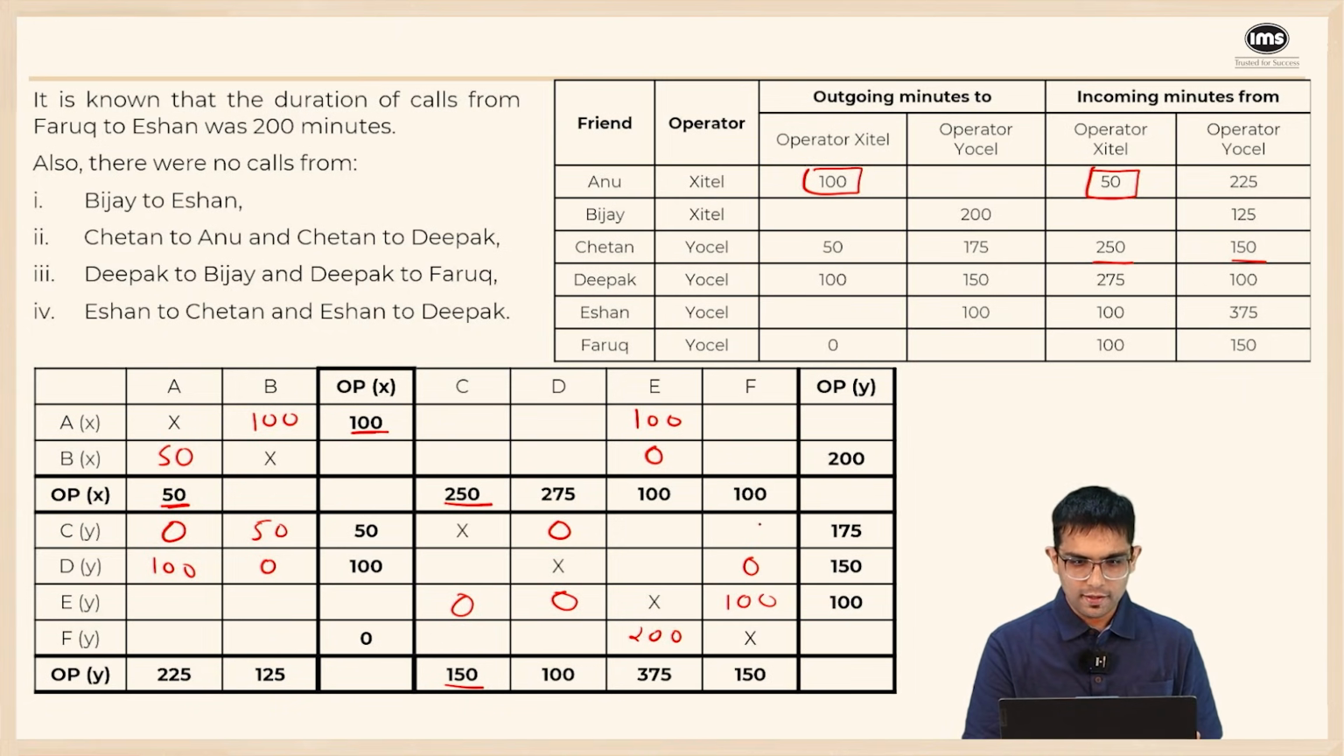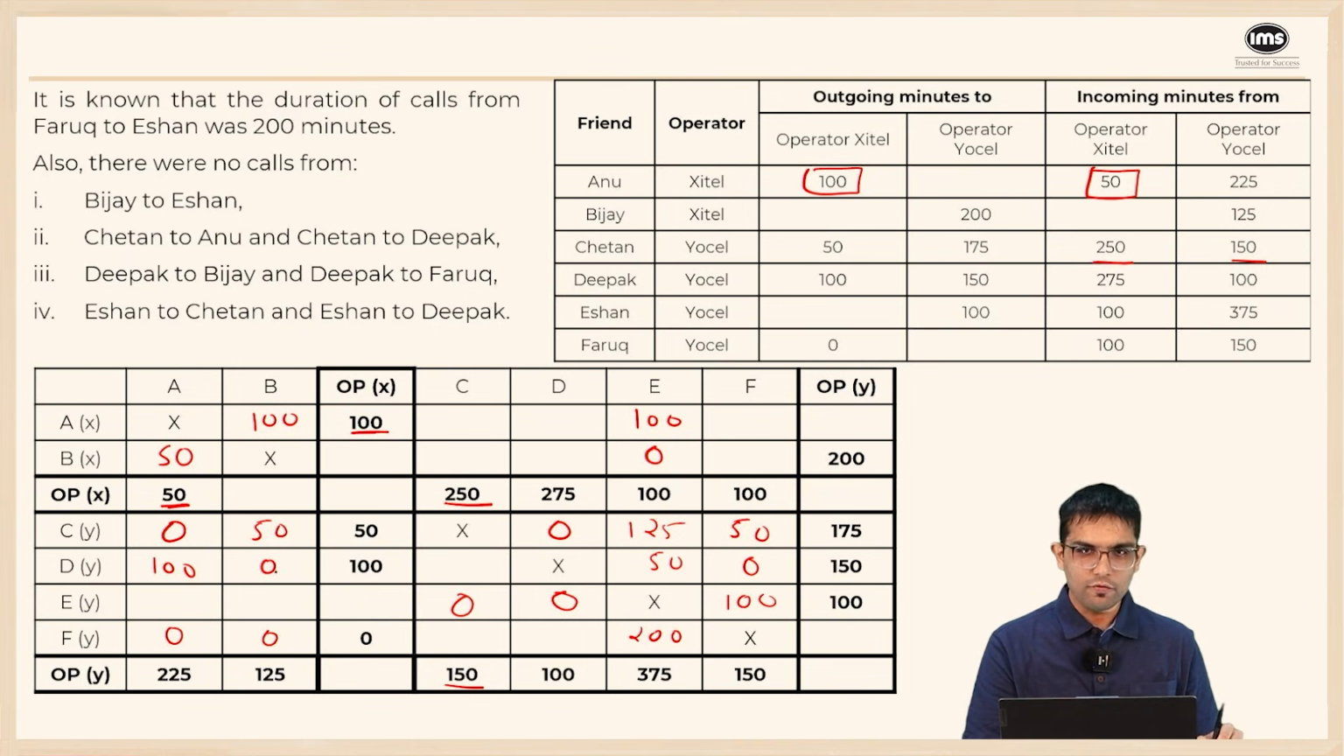This is 150, so this has to be 50. This is 175, so this has to be 125. And this total is 325. I wanted it to be 375, so this is 50. And now I know that F did not call to A or B because total is 0. So this is 0, 0.